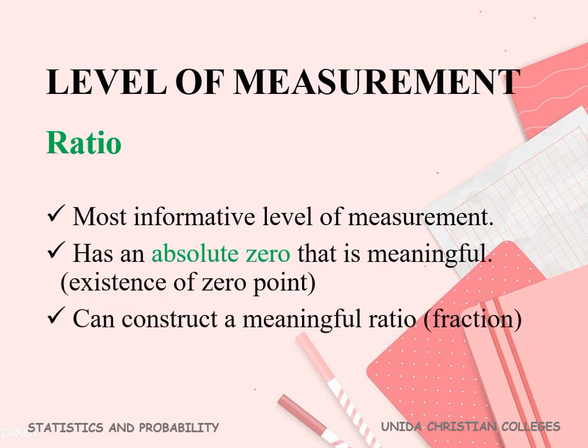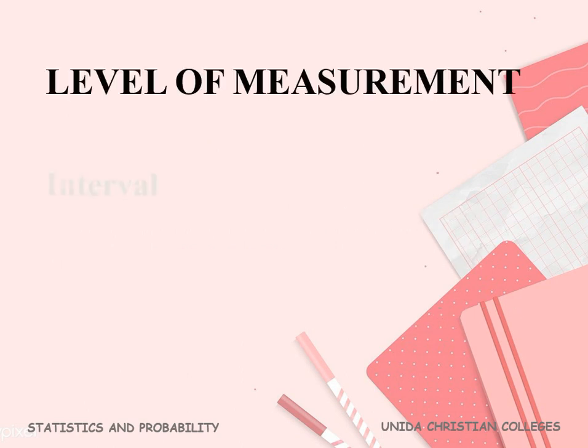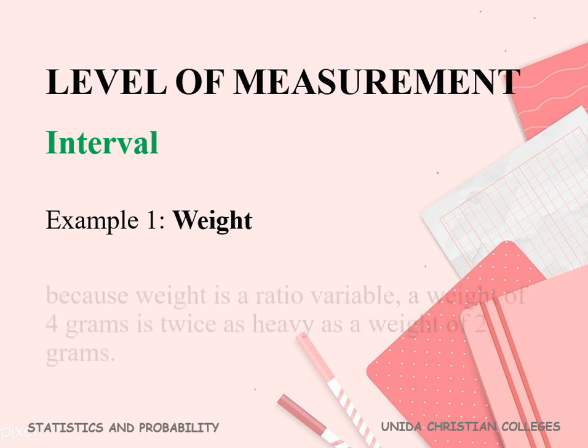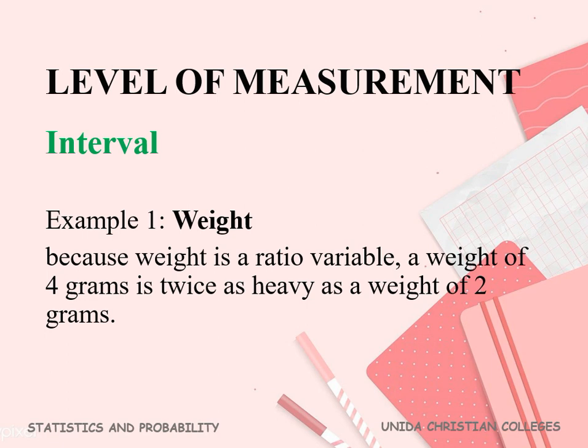Ratio is the one where zero has no value. When it's 0, it's truly 0. The starting point of ratio is 0. Interval has no starting point, so it can be negative or positive. Since ratio's starting point is 0, only positive numbers fall under ratio. What is an example of ratio? Weight. Weight is a ratio variable since a weight of 4 grams is twice as heavy as a weight of 2 grams, which is correct, right? 4 is twice as heavy as 2 grams.